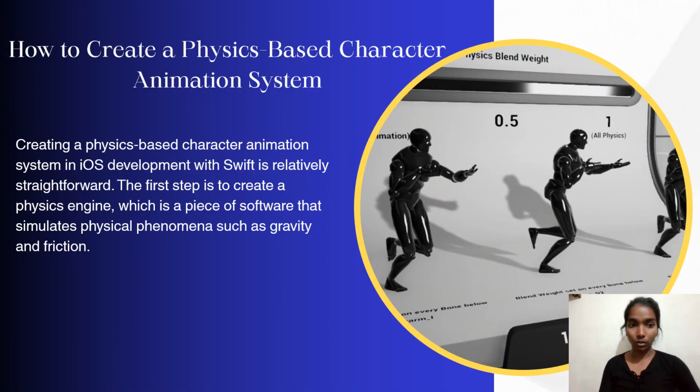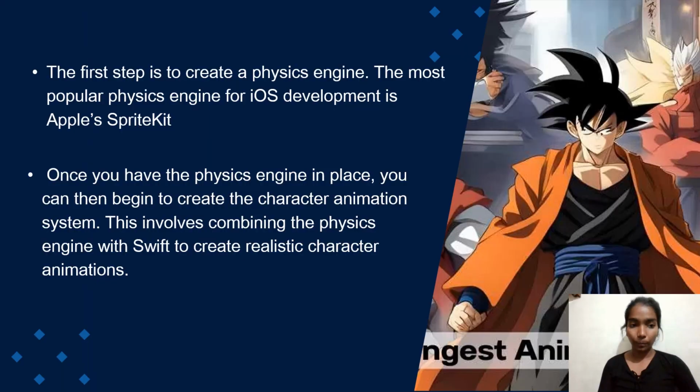So let's see how to create a physics-based character animation system. Creating a physics-based character animation system in iOS development with Swift is relatively straightforward. The first step is to create a physics engine, which is a piece of software that simulates physical phenomena such as gravity and friction. The most popular physics engine for iOS development is Apple's SpriteKit.